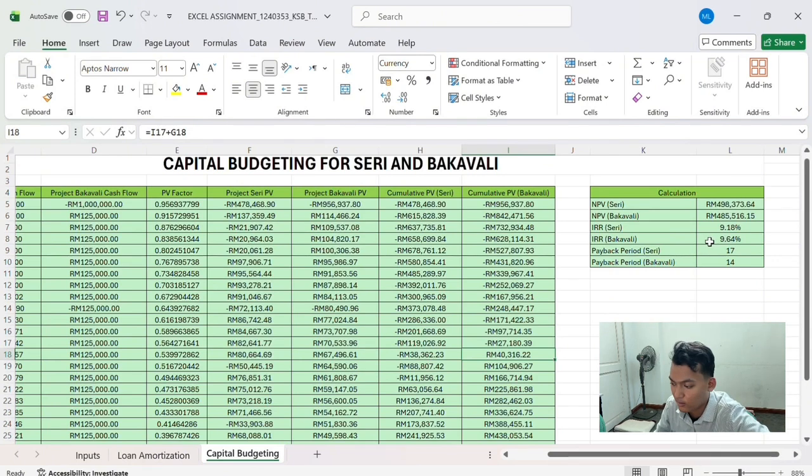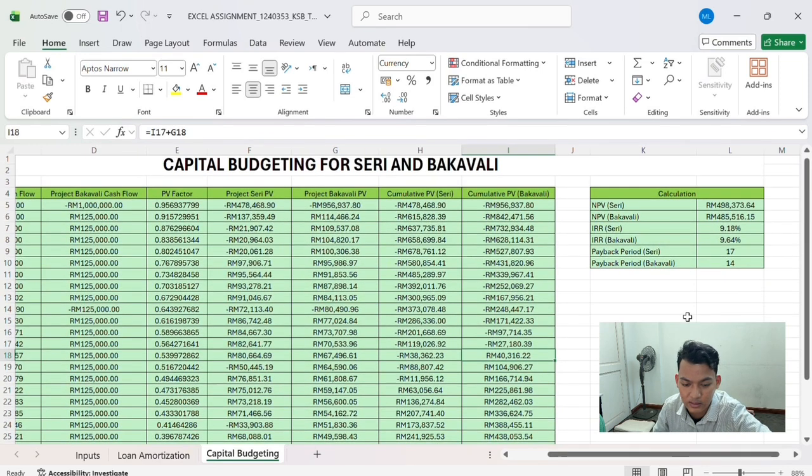And my answer for question 4 is Project Bakawali, because its IRR is greater than the IRR for Project Seri. Furthermore, the payback period for Bakawali is much shorter than the payback period for Project Seri. And even though the NPV for Bakawali is a bit lower than the NPV for Seri, the data shows Project Bakawali is much better for investment decisions.